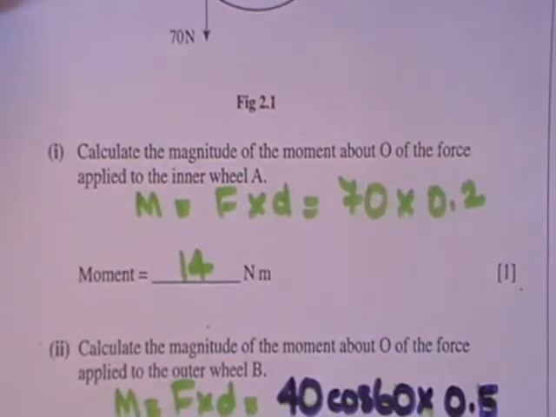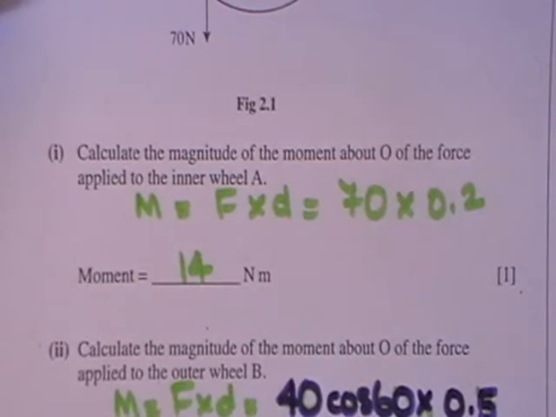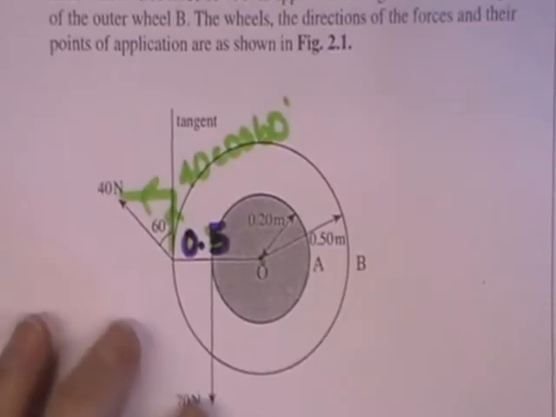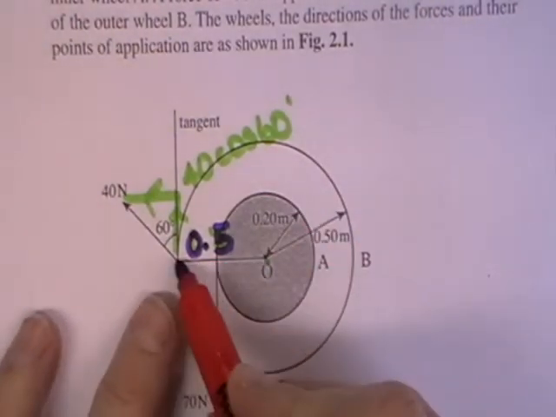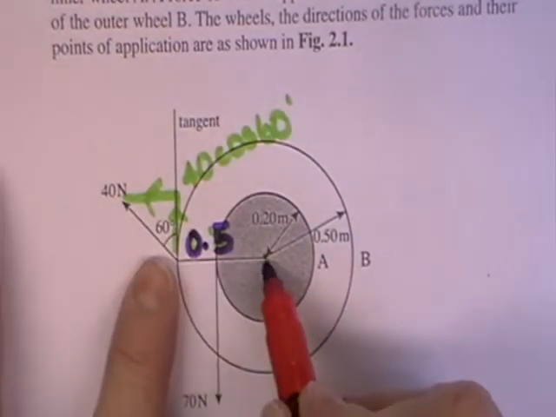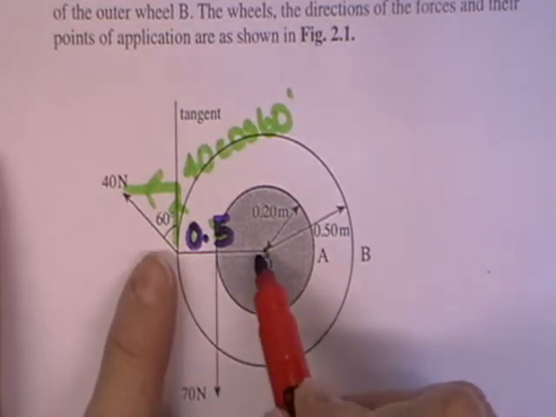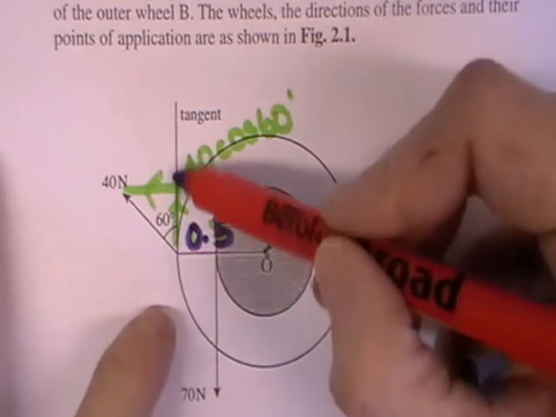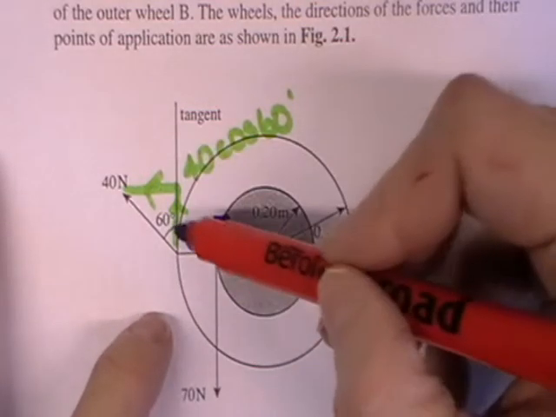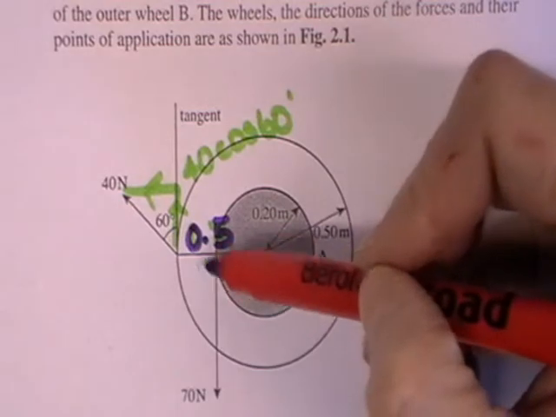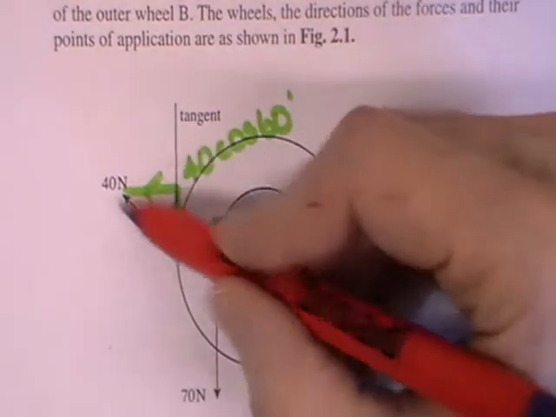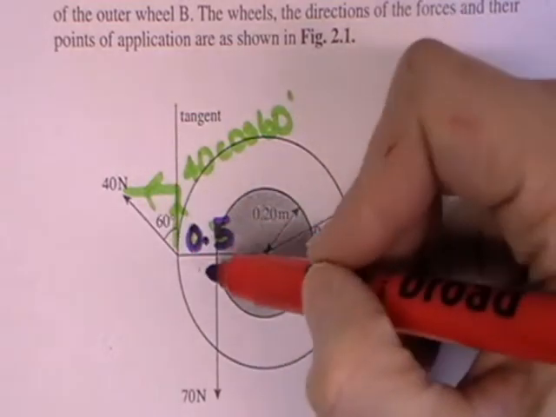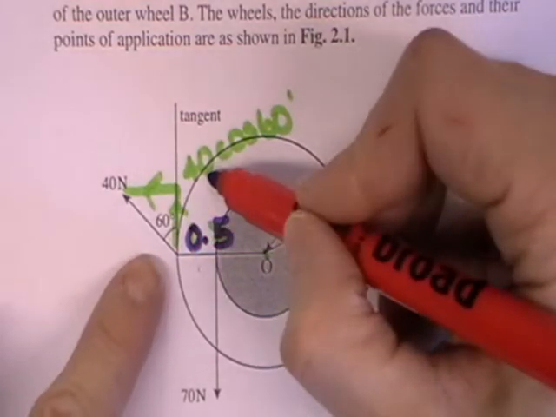This is part 2. Calculate the magnitude of the moment about O of the force applied to the outer wheel B. So if we have a wee look up here, I've already marked in the distance of the outer force, which is 40 newtons, from the centre is 0.5 metres. Because that's a perpendicular distance, you have to calculate the perpendicular component of the force, perpendicular to that distance there. And so that's going to be 40 times the cos of 60 degrees, this line here. And so that's what you're going to multiply.